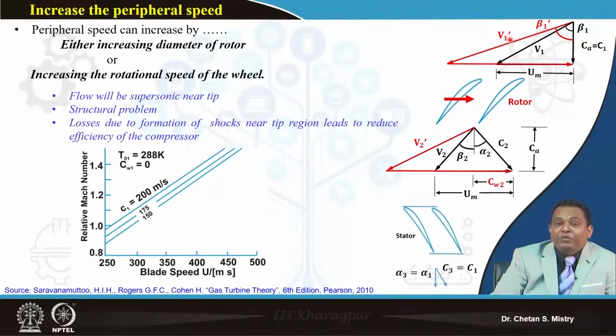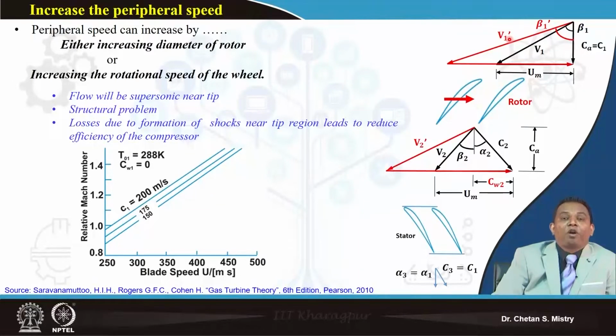I will have this V1 component to be very large. That will go into the transonic or supersonic range. Okay. So what will it be doing? My flow will go supersonic near the tip region. Now as we know, our rotor is a cantilever kind of configuration. So your rotor blade will be fixed on my hub, and the other end is free. So in case of such a situation, we will have more chances of structural damage happening.